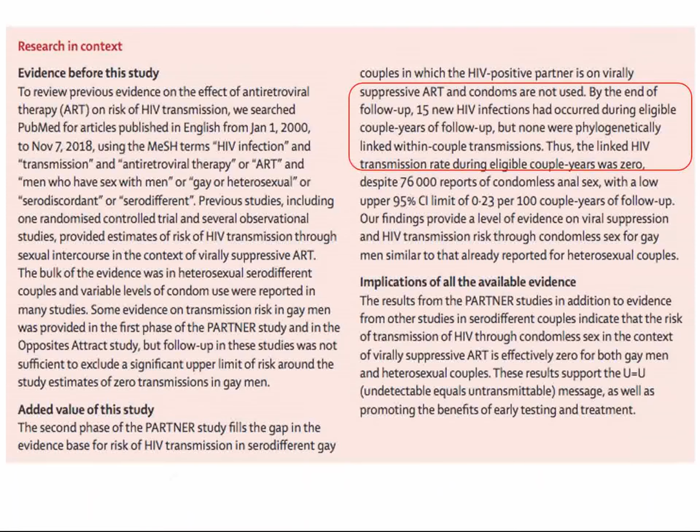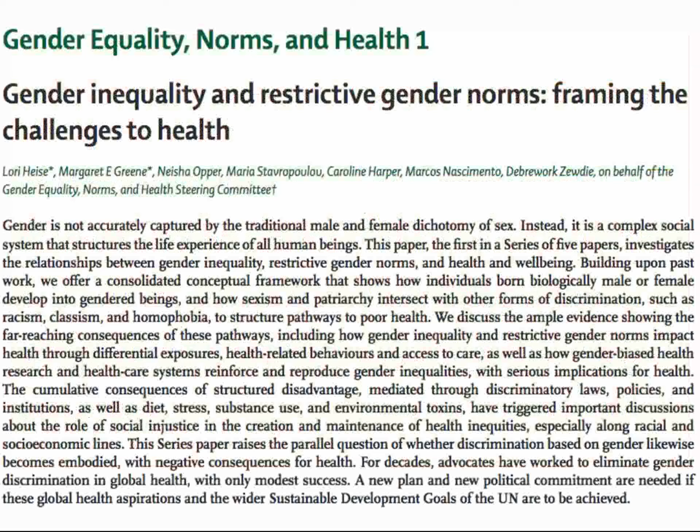So there were 15 new HIV infections. But the number that happened from the HIV-linked transmission rate during eligible couple years was 0. So these transfers were from individuals that were unfaithful to their partners.